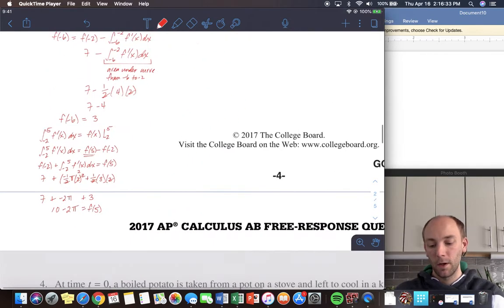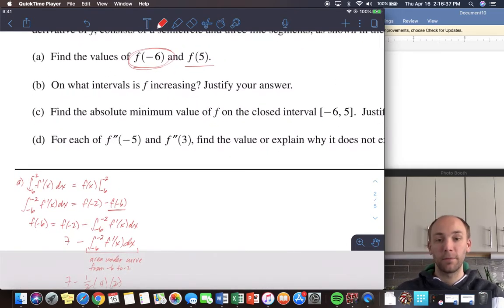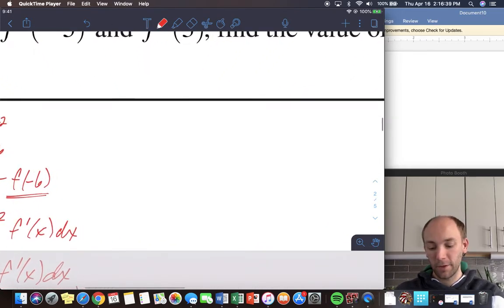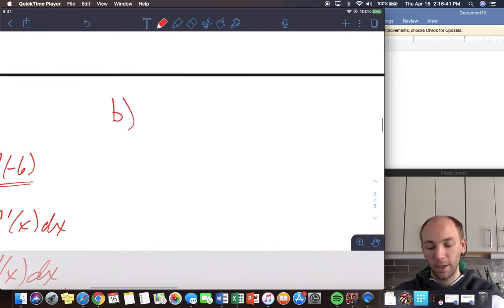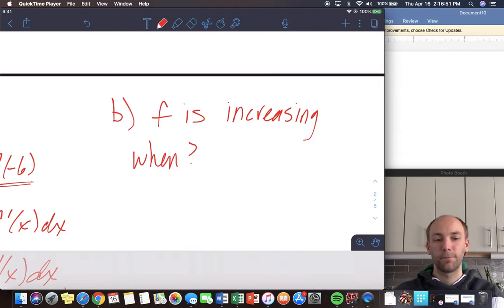All right. Part B. On what intervals is f increasing? So let's think about when is a function increasing. F is increasing when, do you remember? When the first derivative is greater than 0.